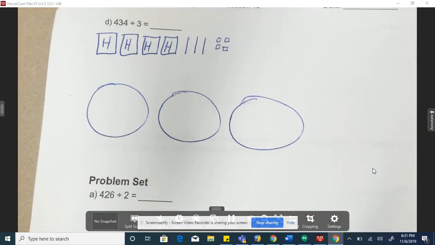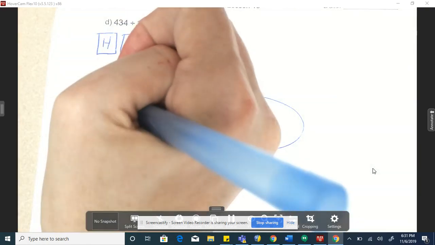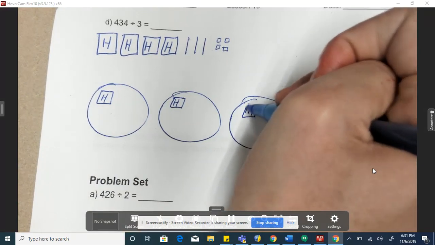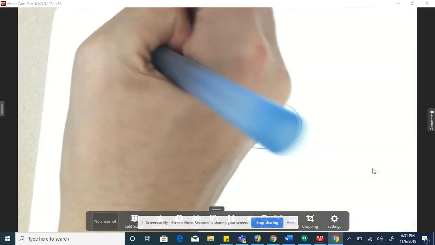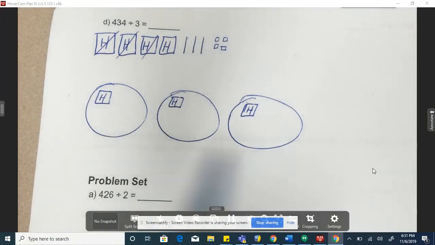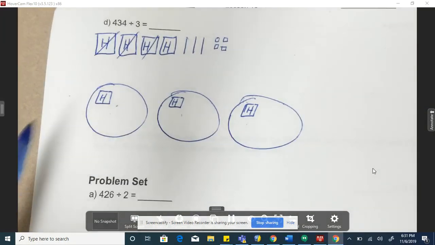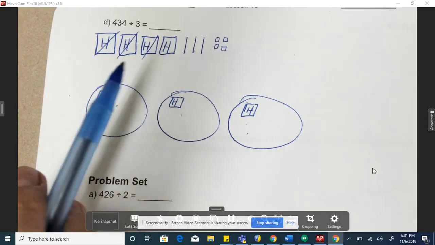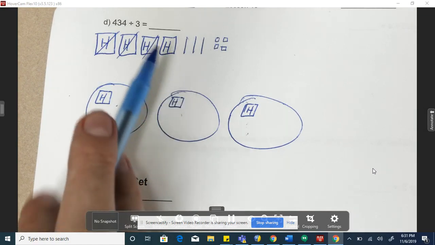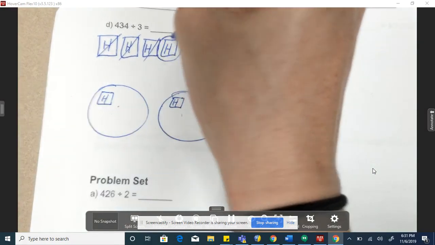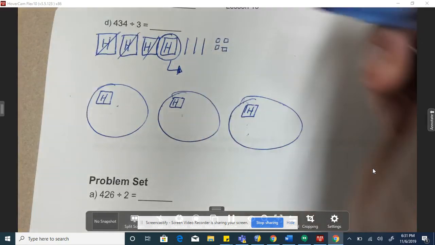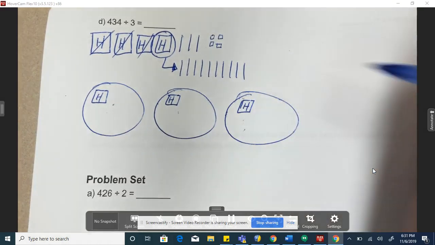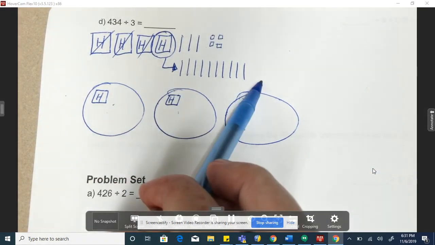So let's see. Let's put 100 in each of these groups. I'm going to cross out the hundreds that I've used. I have 100 left, but I can't evenly distribute 100 as it is right now between 3 groups. I'm going to regroup this 100 into tens. I know that 10 tens equals 100, so I'm going to circle my 100, draw my arrow, and now I'm going to draw 10 tens down here.